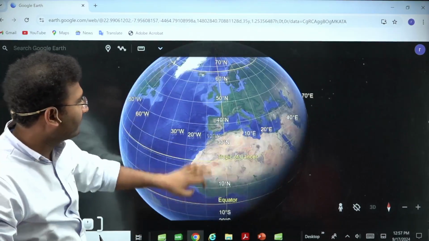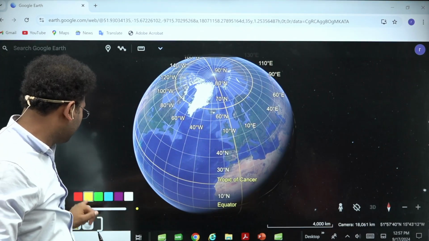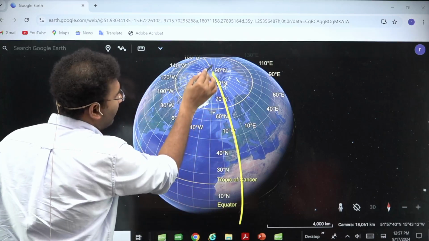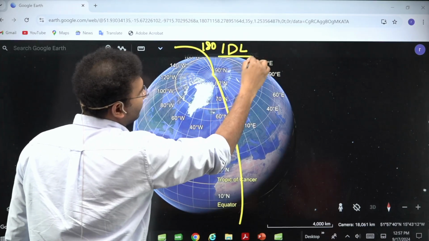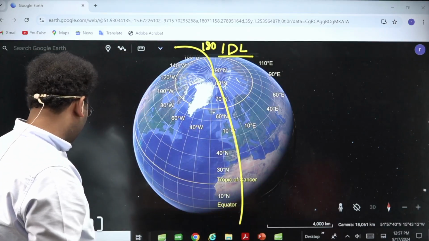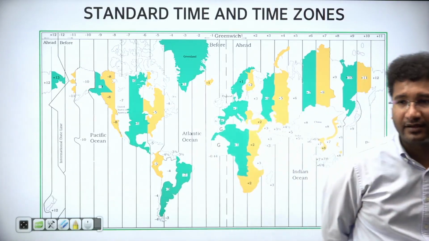Look here. See, if this is your prime meridian, then the opposite side, this is 180, we call this the international date line. And I've opened the earth. When I open the earth, this is what the earth looks like, right?